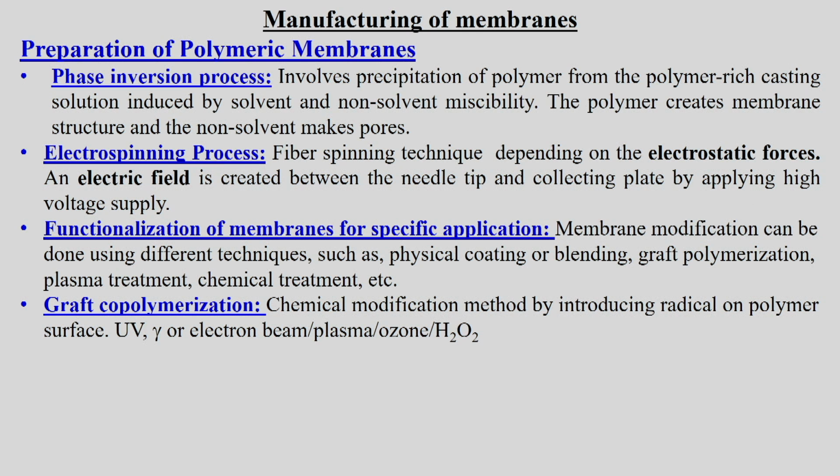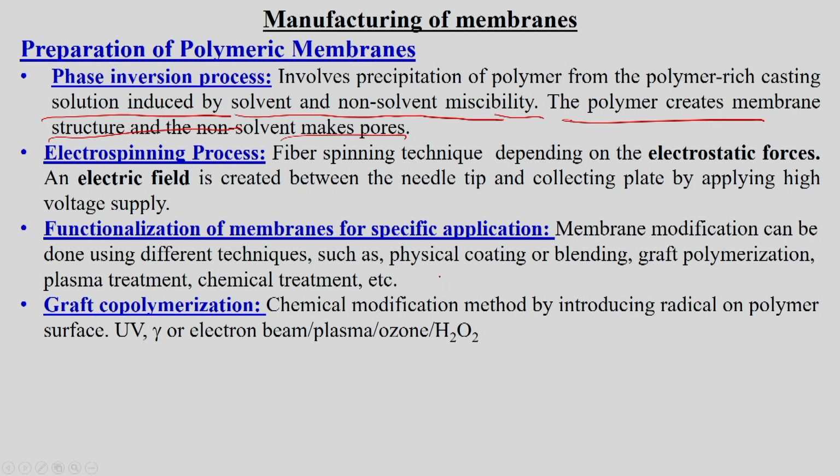Now, for the manufacturing of membranes, like the preparation of polymeric membranes, there are so many techniques. One major and important technique is the phase inversion technique. It involves the precipitation of polymer from the polymer-rich casting solution induced by solvent and non-solvent miscibility. The polymer creates the membrane structure and the non-solvent actually makes the pores.